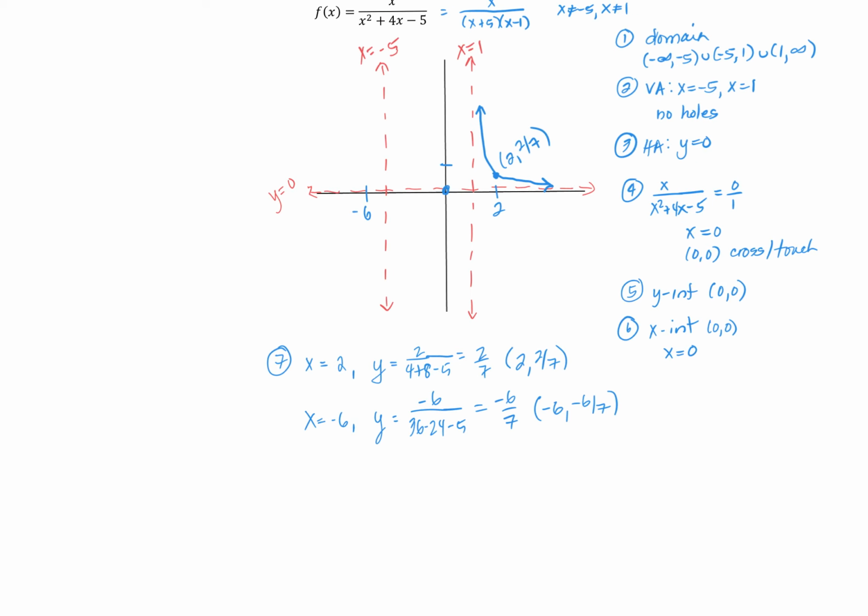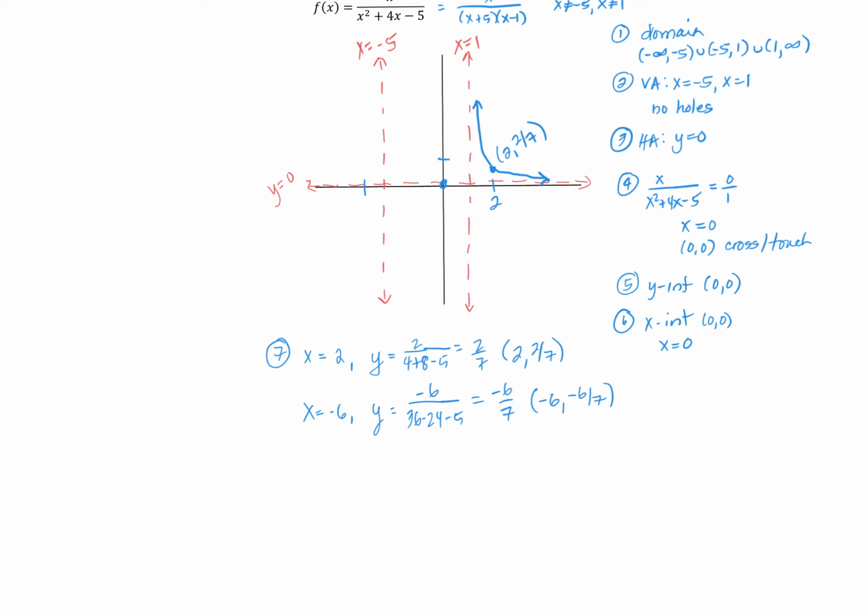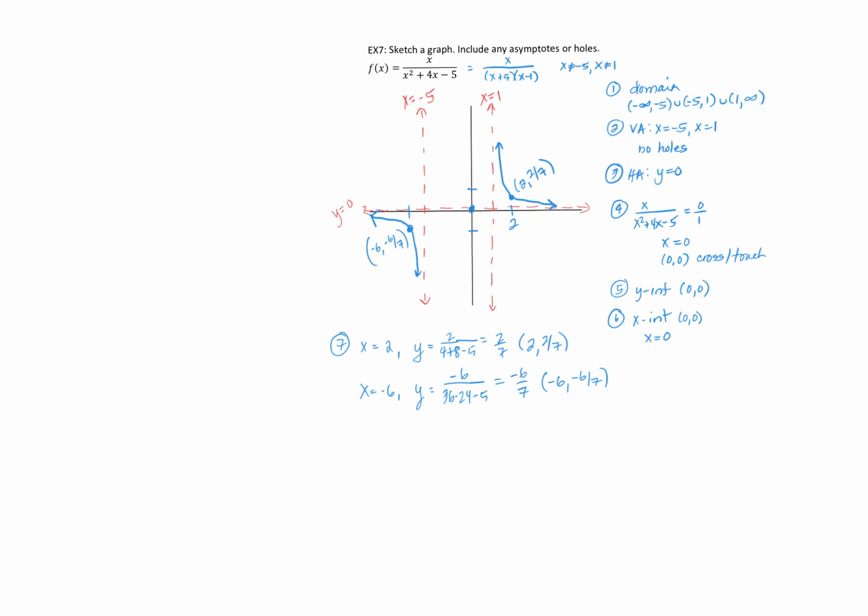Okay, but my y value is negative, so I know it's going to be below the horizontal asymptote. Maybe I should erase this -6. It's kind of in the way. Okay, it'll be close to the -1. And now I'm done on that side. No choice, it has to follow the asymptotes. And I'll go ahead and label that point as well. -6, -6 over 7.